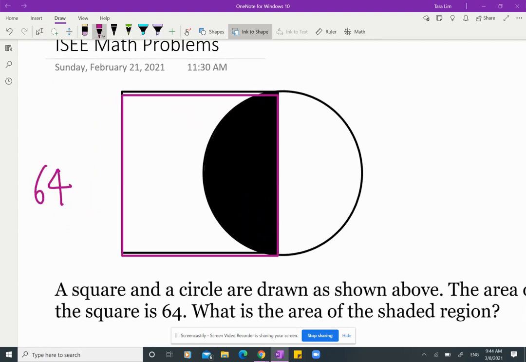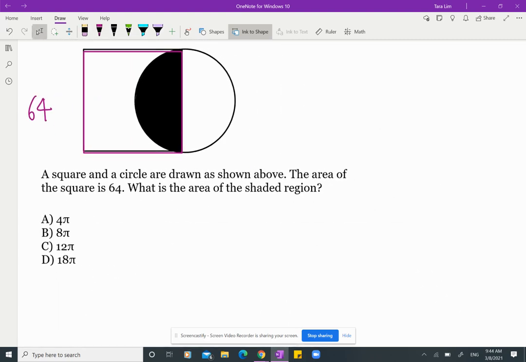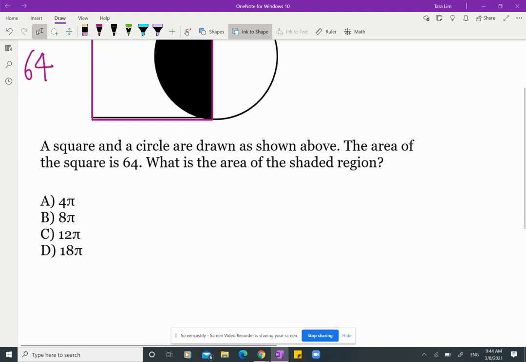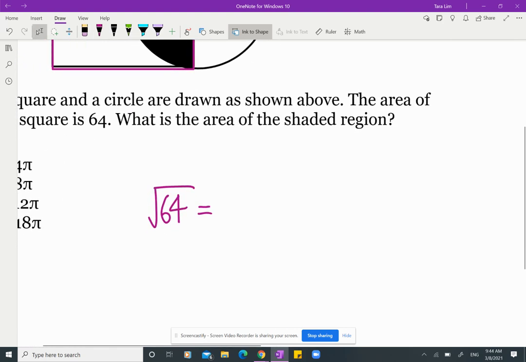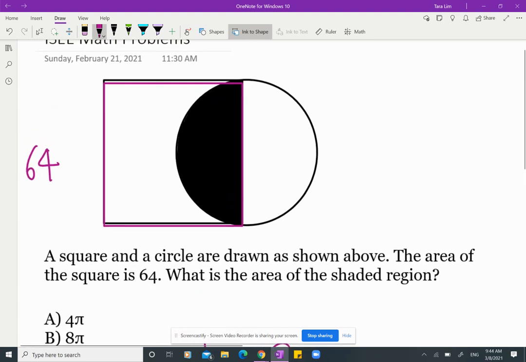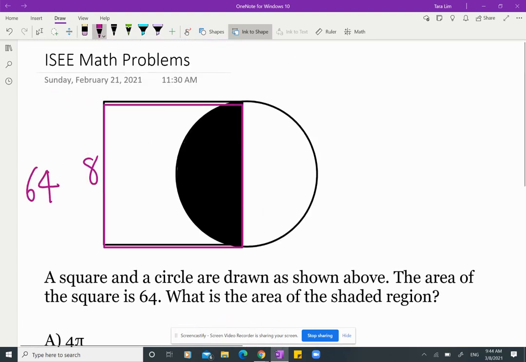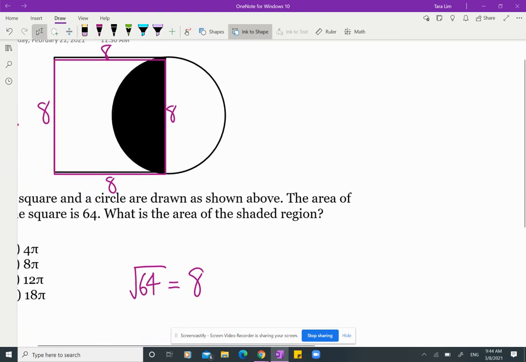And remember that a square has 4 equal sides, so all of them are equal. So how to calculate one side of a square? We just need to take the square root of 64 so that we know one side of the square. The square root of 64 is 8 because 8 times 8 gives us 64. So we know that all of the sides of the square are equal to 8.